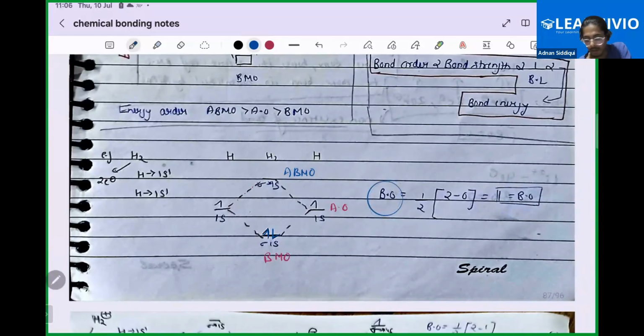The bond order formula is half times the number of electrons in bonding orbitals minus the number in anti-bonding orbitals. How many electrons are in the bonding molecular orbital? Two. What about the anti-bonding? Zero. So the bond order is one. With the help of molecular orbital theory, we are able to answer why in H2 we only observe a single bond, matching the experimental data that between two hydrogens we observe a single bond.